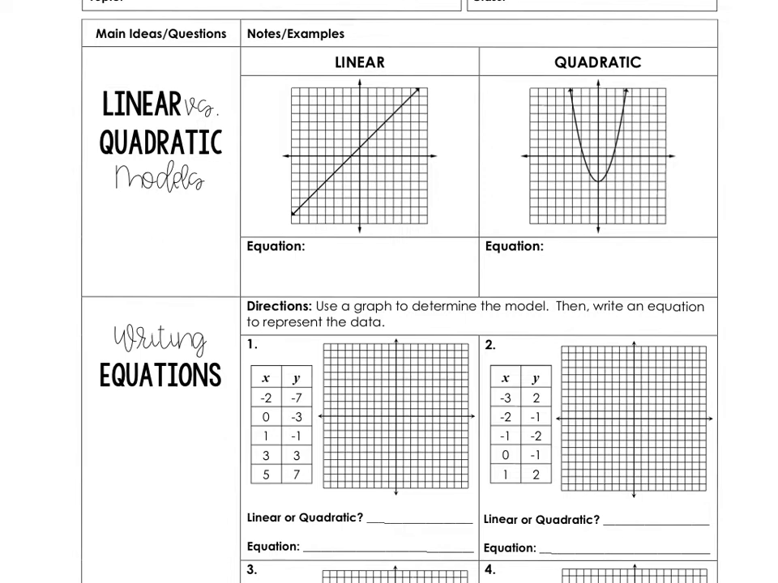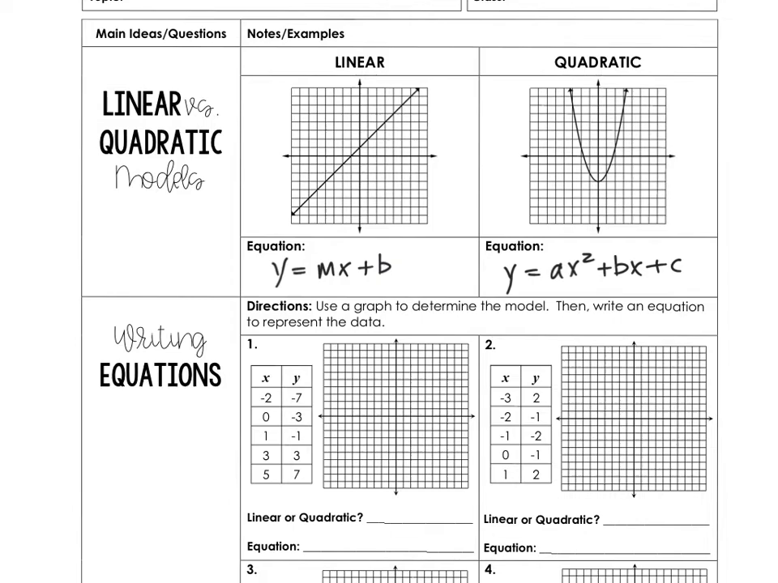Linear equations should be in the form y equals mx plus b. This is slope-intercept form. And quadratic equations should be in standard form, which is y equals ax squared plus bx plus c. And hopefully either one of those equations is not a surprise to you.